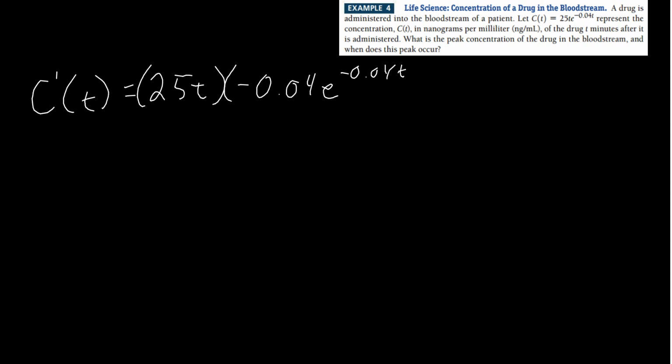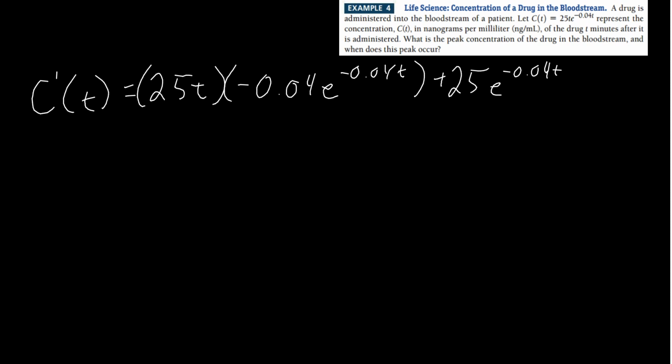That's the first times the derivative of the second, plus the second times the derivative of the first. The second is e to the negative 0.04t times the derivative of the first. I forgot to put my 25 in there. Again, the 25 just comes along for the ride. So 25, and the derivative of t is just 1, so that can stay like that.